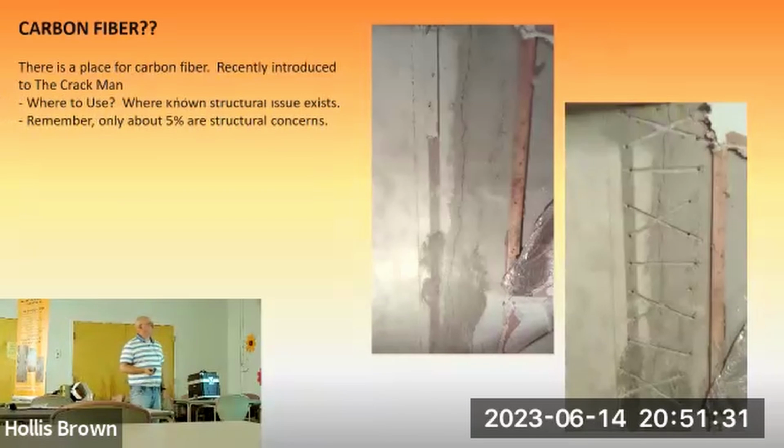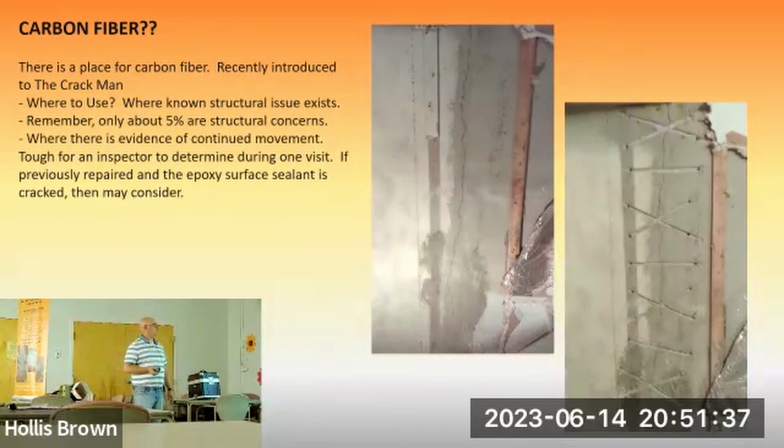Where to use? Basically, where a known structural issue exists, remember only about 5% are structural concerns. Where there is evidence of continued movement, you'd want to use it there. And it's tough for an inspector to determine during one visit. If previously repaired and the epoxy surface sealant is cracked, then you may consider it, especially on a horizontal one.